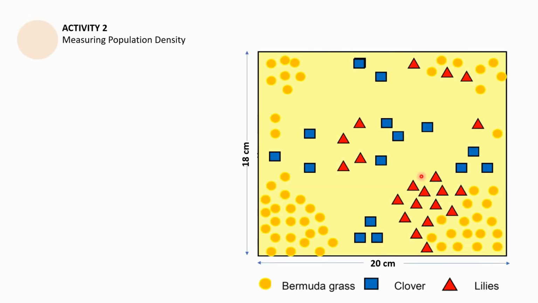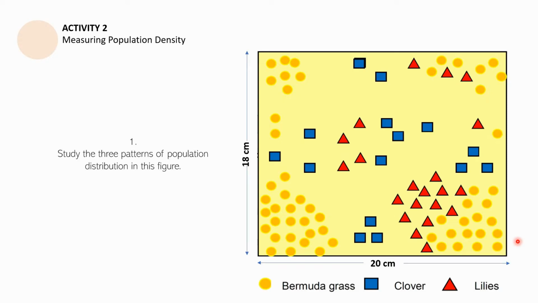So I would like you to observe muna this illustration. So it's tama ba length? Okay, the length of this area is 20 centimeters. The width is 18 centimeters, and then as you can see here, may mga circles na mustard. They are Bermuda grass. Meron din mga squares na blue, clover, and then may mga triangles na red, representing lilies. You may pause this video and take a screenshot of it.